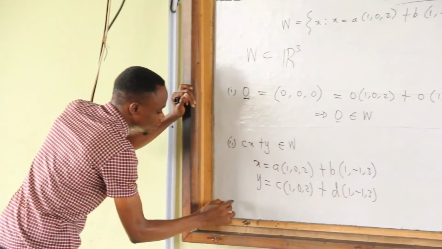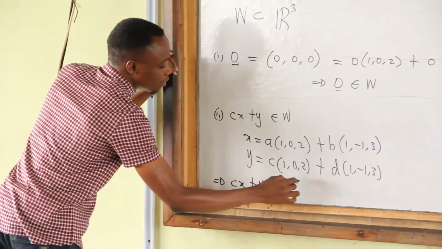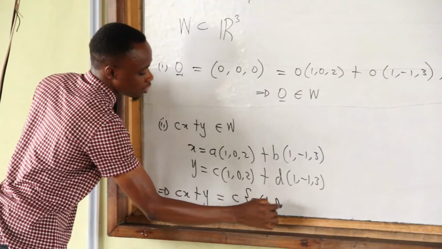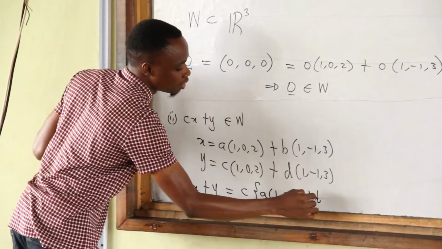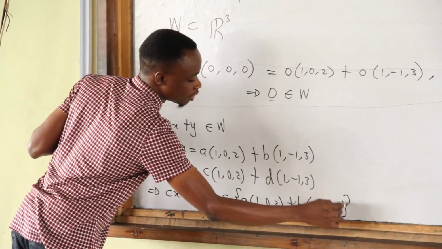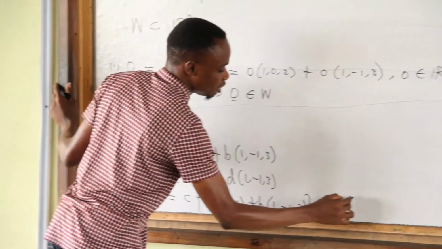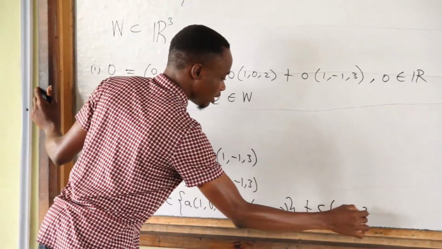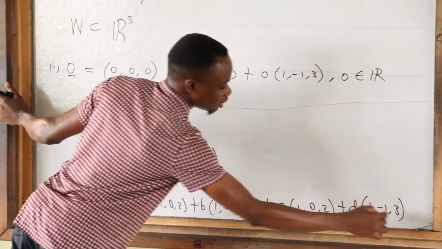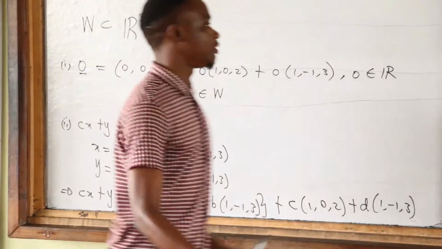So it will follow that cx plus y will be equal to c multiplying x, which is a times (1, 0, 2) plus b times (1, -1, 3), plus y. Our y is now c times (1, 0, 2) plus d times (1, -1, 2). Does that make sense? So you can simplify this.